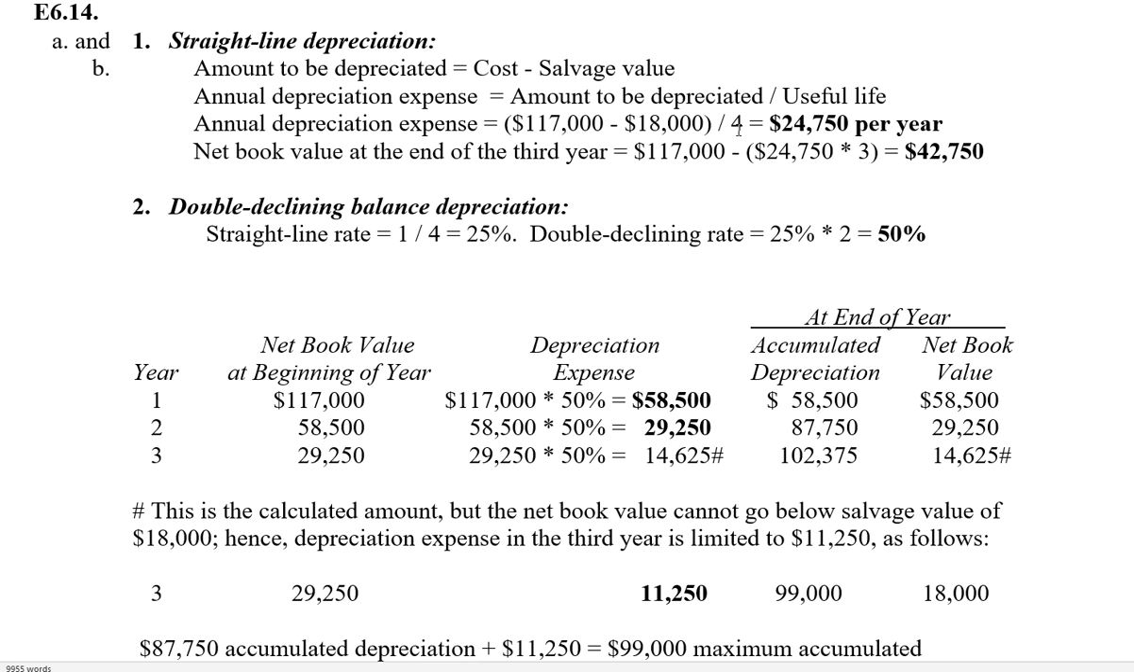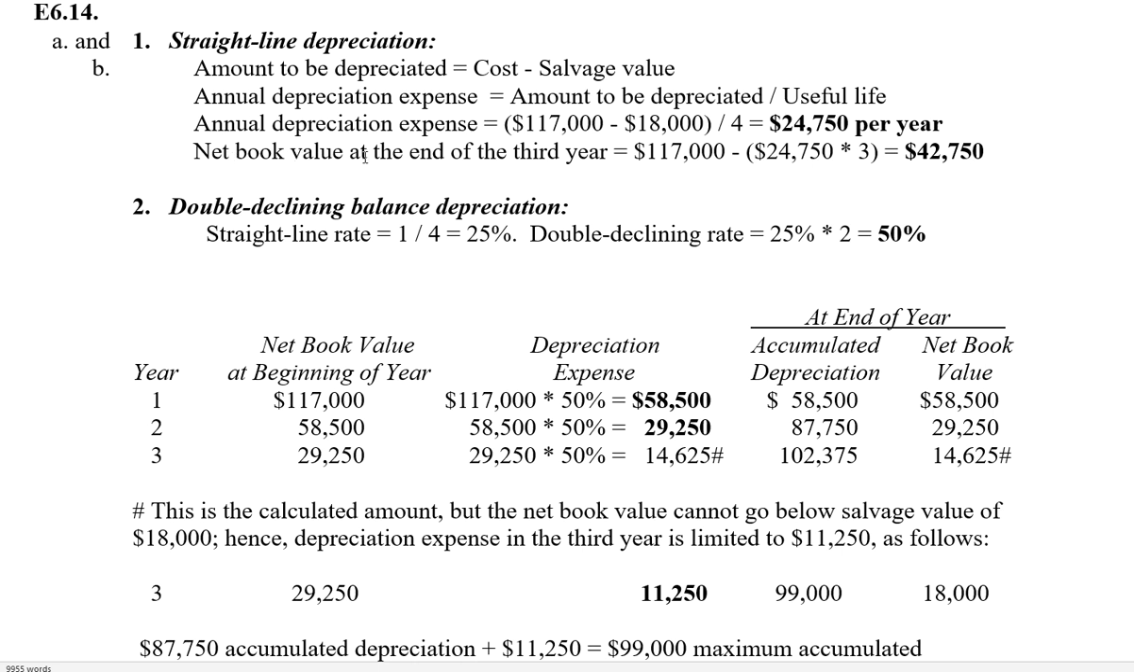So we basically take away the salvage value and divide it by 4, and we're going to get an amount. And this amount is how much depreciation expense we would take per year on this particular truck. Now, if you take the amount that you originally paid for the truck, which is $117,000 in this case, and you subtract out the accumulated depreciation at any particular time, you're going to get what is referred to as net book value.